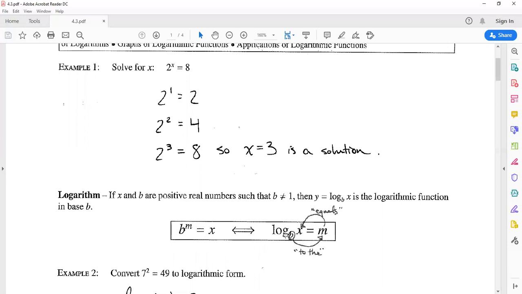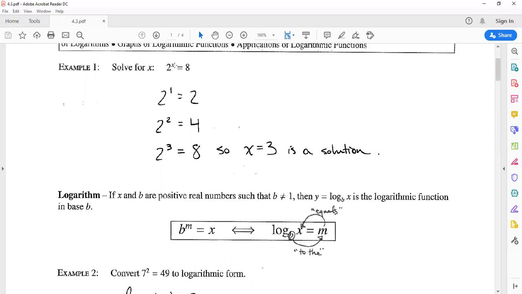The way I like to write it here is to circle the letter b and say that b to the m equals x is the same thing as saying log base b of x equals m. These are supposed to be equivalent statements. So this is defined to mean the same thing as this. What is different here is that we are now able to write the exponent on the left side, b to the m, and bring that one downstairs and write it on the other side of the equation.